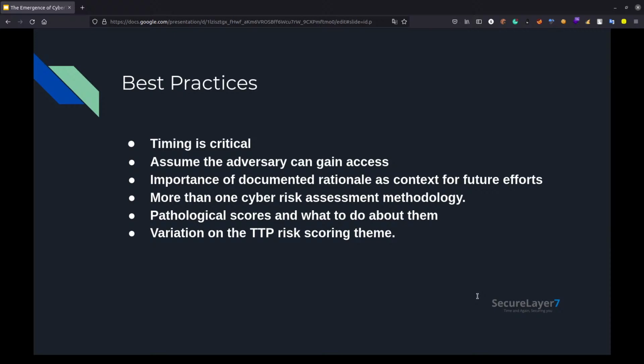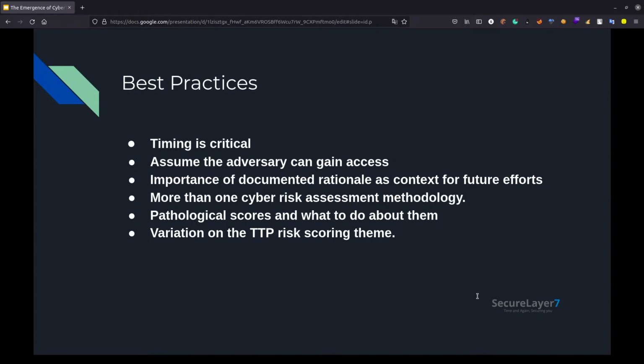Now starting with the first, timing is critical. Threat assessment may not be well suited to all phases of an acquisition program. For example, the threat matrix cannot be constructed without knowledge of cyber assets that make up the system. The identification of cyber assets is derived from the system's allocated baseline.